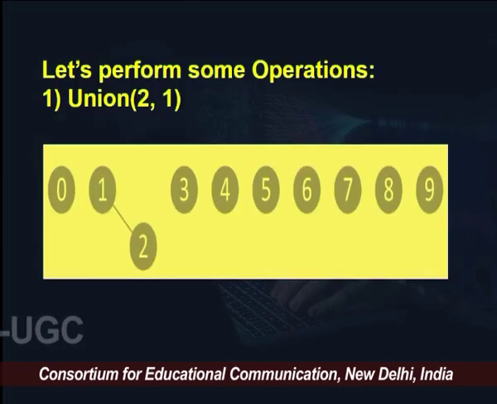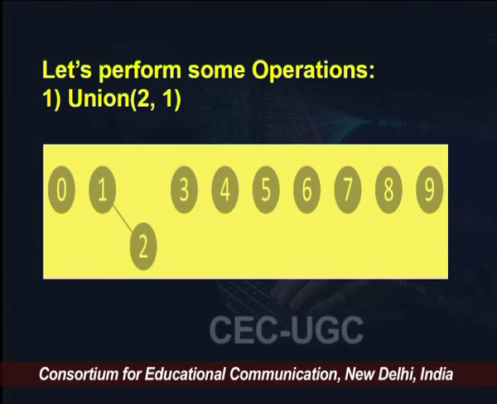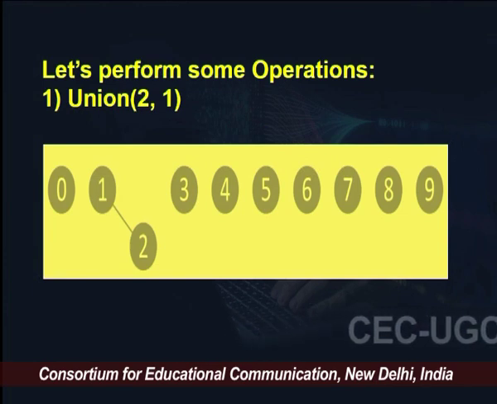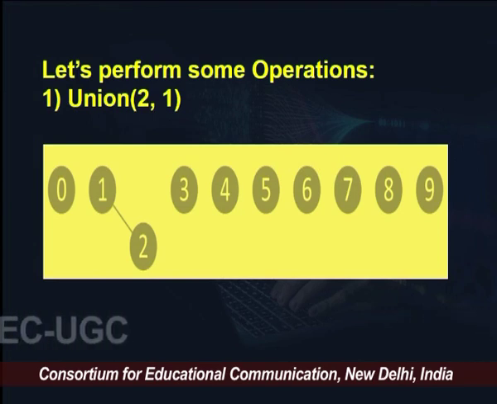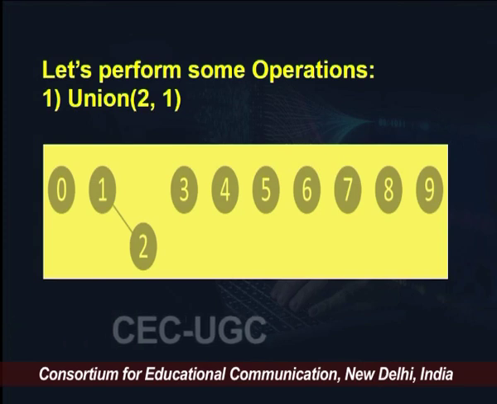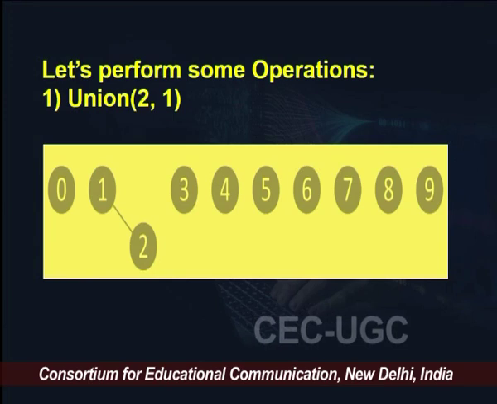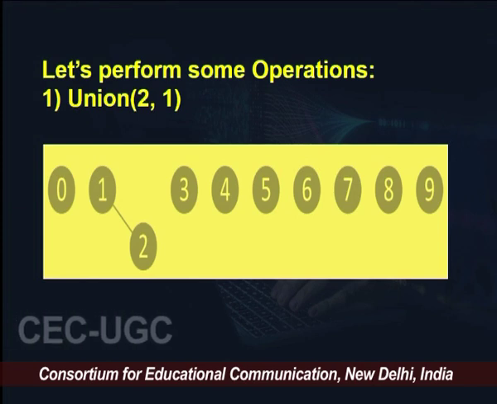Now let us take it forward and perform some more operations of union and find set and so on. Let us say we perform the operation union 2, 1. That means we are going to join 1 and 2.